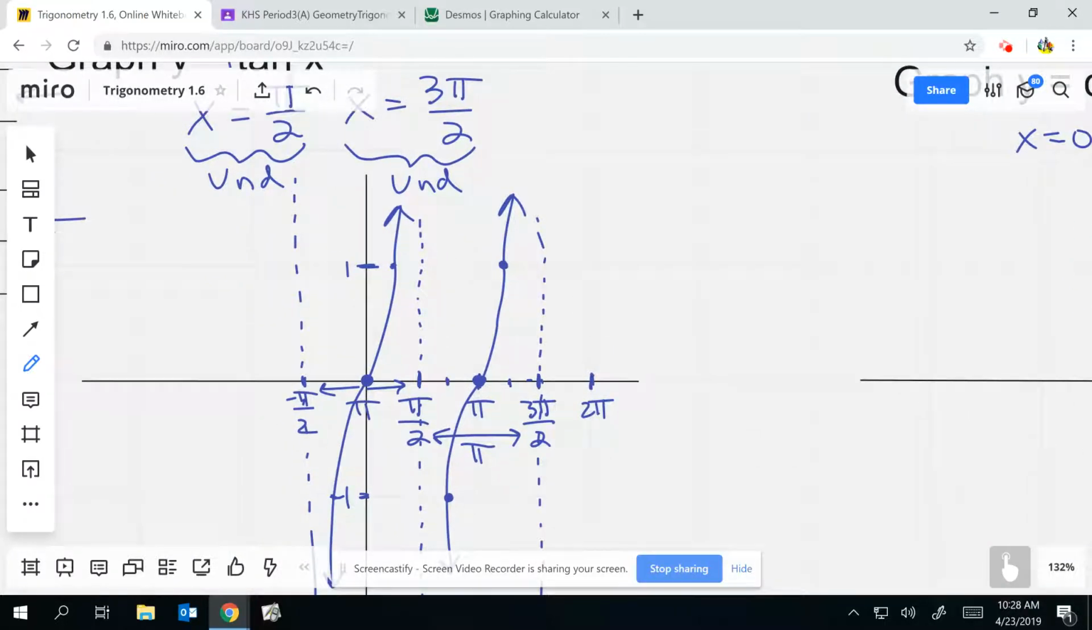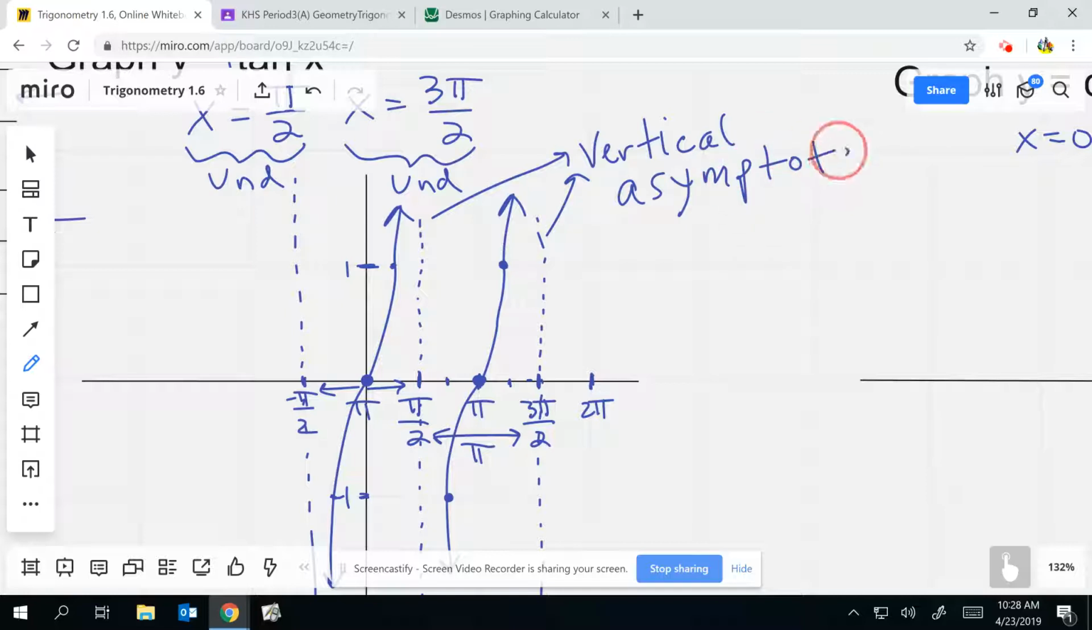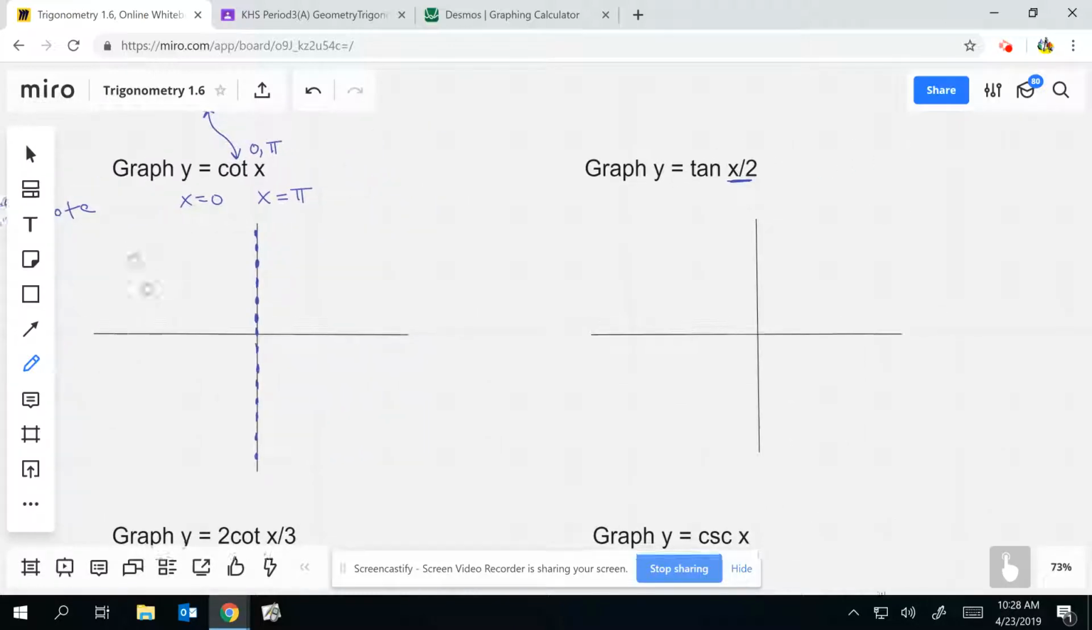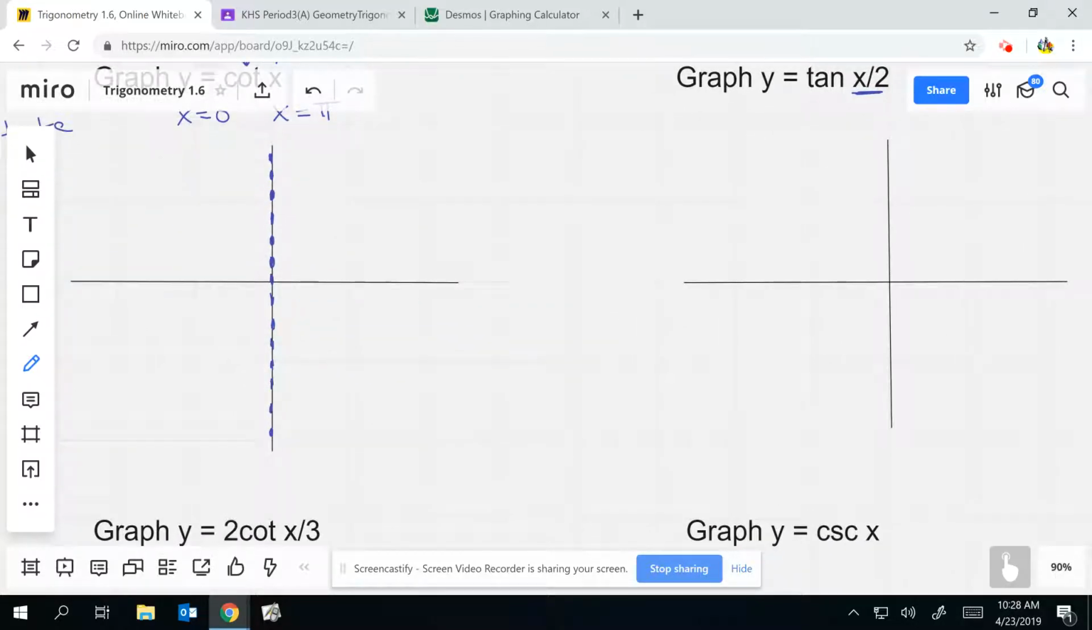These dotted lines right here are called vertical asymptotes. I just call them vertical dotted lines, but vertical asymptotes are the lines that you cannot graph on. Not allowed to graph. It's like a wall there. You can't go through it, but you can go over it. You can jump over and go to the next one. You can't go through it. So 0 is one vertical asymptote or dotted line.